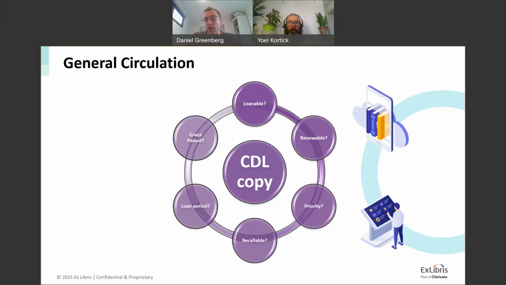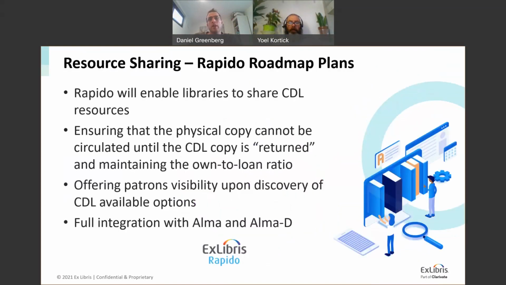Today, as you saw, we have a manual prioritization. You could take a user and drag them to the top of the list. And here in the future development, you'll be able to actually define priorities automatically for different user groups as you have today for physical items. You'll be able to define the loan period, grace period, and so on. So that was the second focus area.